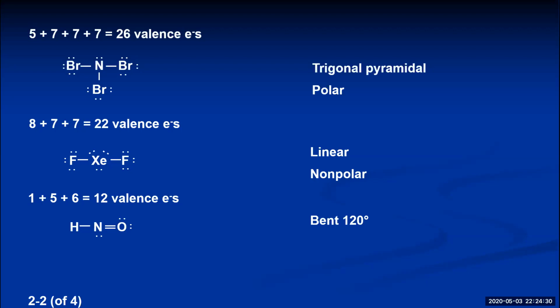Oxygen has a higher electronegativity than nitrogen, so there's a dipole moment pointing from the N to the O. Nitrogen has a higher electronegativity than hydrogen, so there's a bond dipole pointing from the H to the N. These two bond dipoles are pointing in the same direction, therefore they cannot cancel out. Therefore, this molecule is going to wind up being polar.